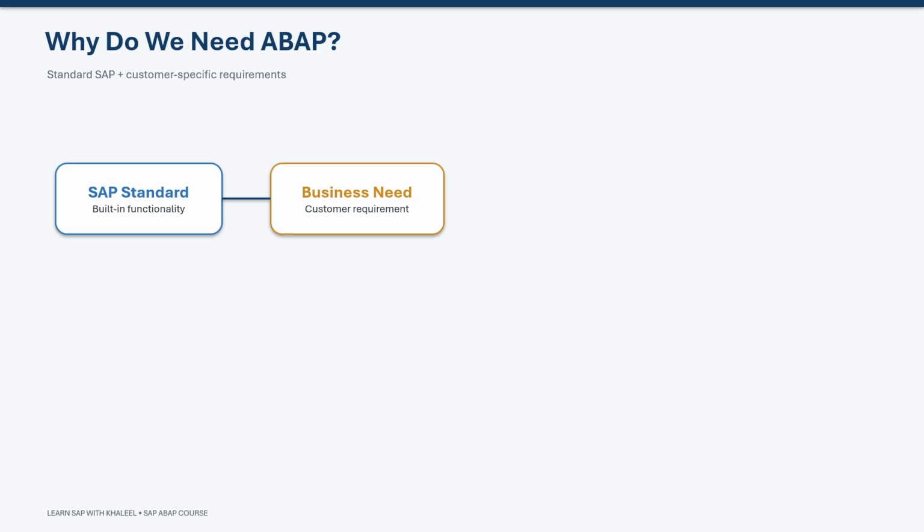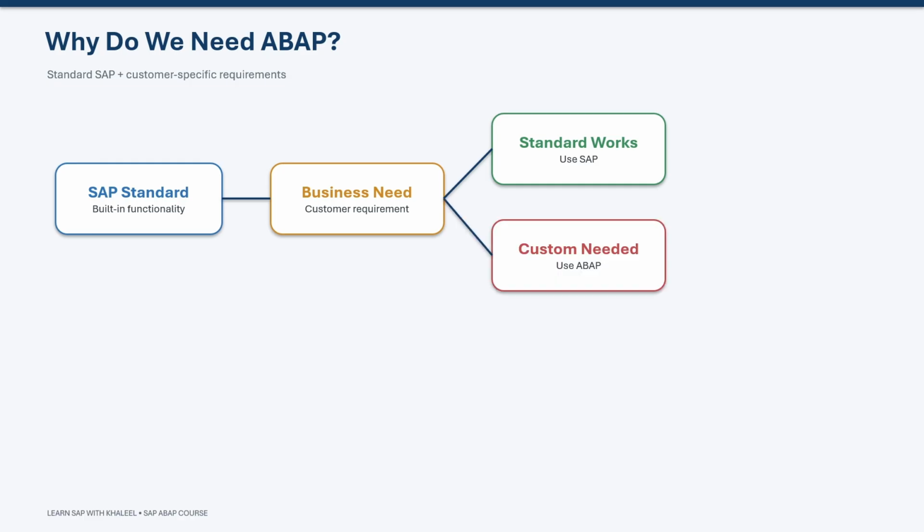Sometimes the standard SAP functionality is enough. In that case, we simply use the standard SAP functionality. But in some other cases, the company has a specific requirement that is not completely available in standard SAP. So there ABAP comes into the picture. The business gives the requirement, the ABAP developer understands the requirement and develops a custom solution. Standard needs are served by SAP standard, custom needs use ABAP.